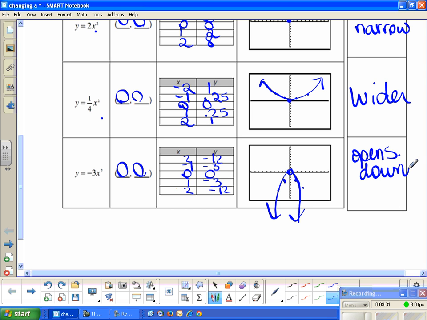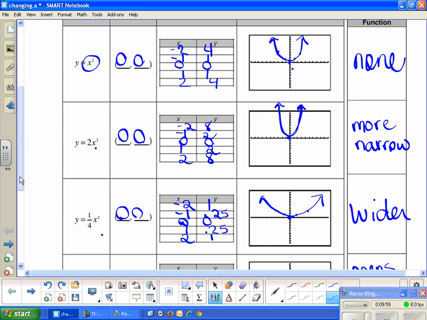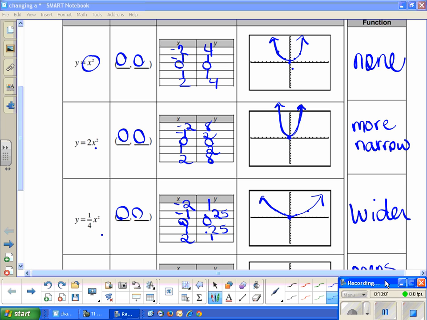And is it, compared to the parent function, is it wider or more narrow? No. It's more narrow because it's 3. So this one has two changes. It is more narrow because it's a 3, and it opens down because of the negative. So those are our basic changes to our parent function. Okay, so turn down to the back, that second page.